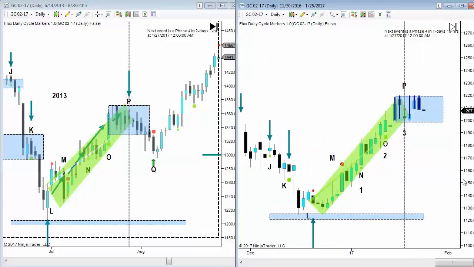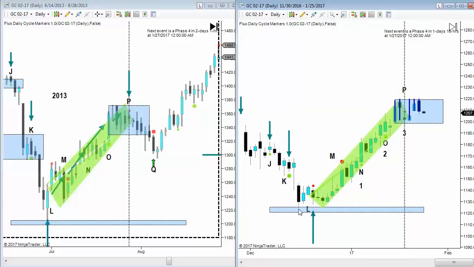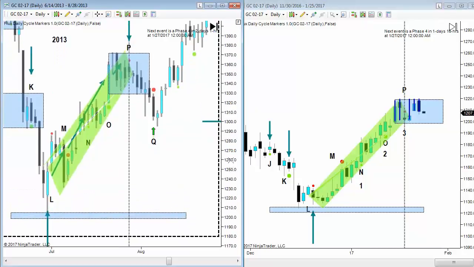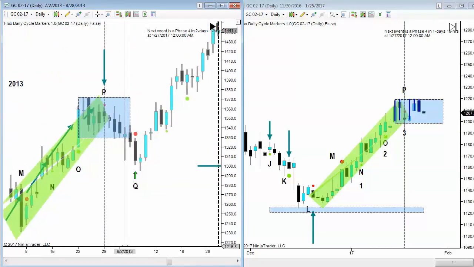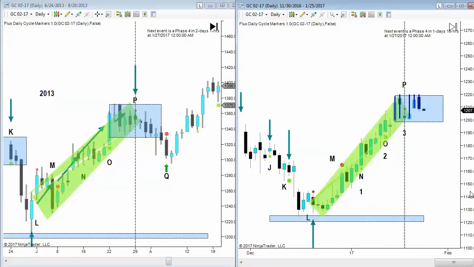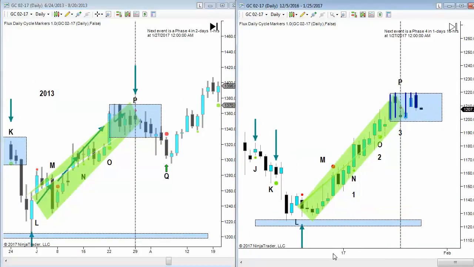One of the things I've started to notice in our analogous pattern search is that the numbers these patterns occur at, whether they're 4, 8, or 10 years in the past, reflect the numbers that we're at in the present. Let me show you what I mean.